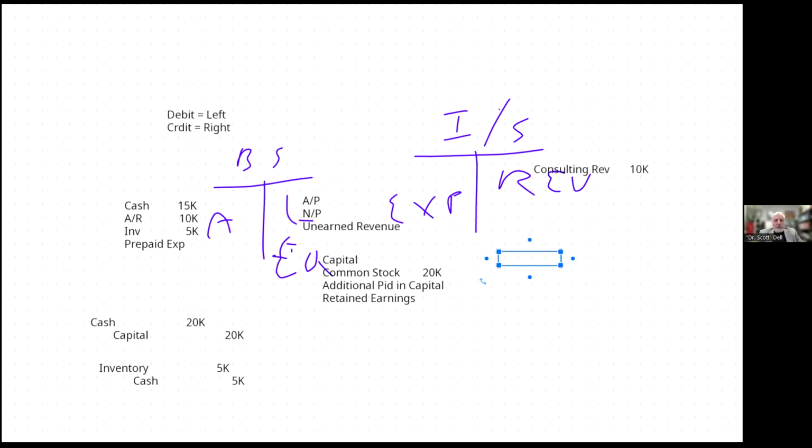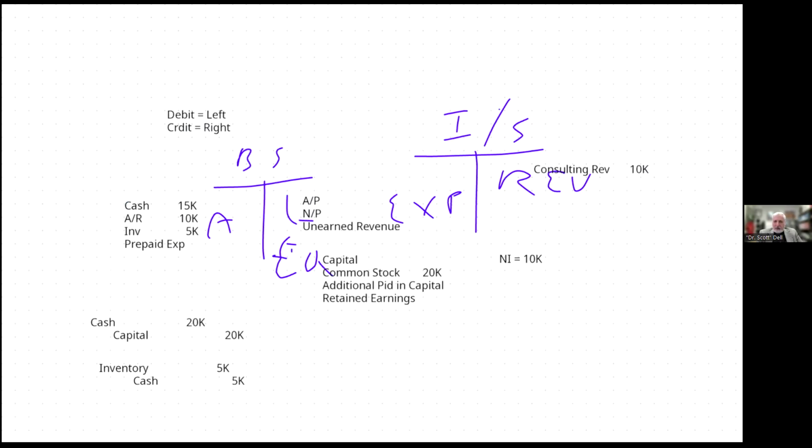Now you notice I increased my assets by 10,000. I didn't change my liabilities. I didn't change my equity. Or did I? Yeah, I guess my equity did change. So where does the equity change? Okay, capital, common stock, yeah. Oh, this retained earnings thing.